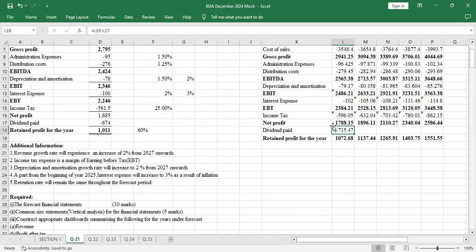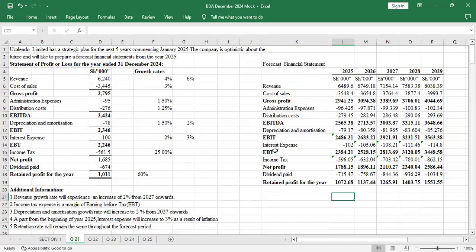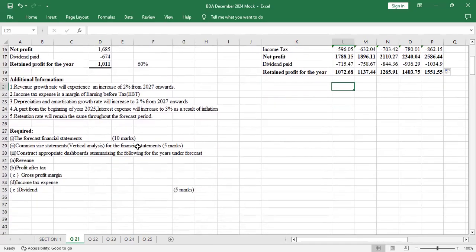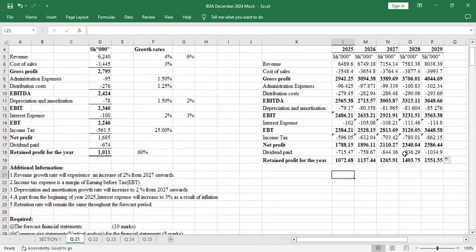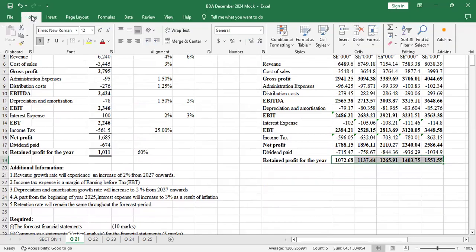In other words, when you take 1788.15 and add negative 715.47, you will get 1072.68. That's the logic. Then you just drag, and those other values will appear automatically. By that, you score yourself 10 marks. So that's how you are supposed to forecast that statement.